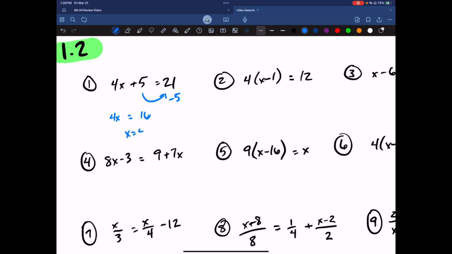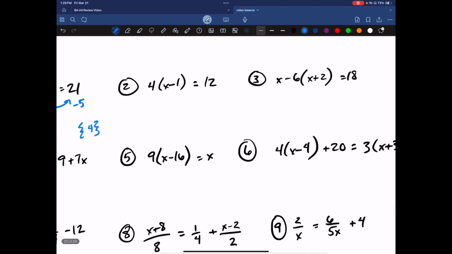So x equals 4. Now, I will say that when you get to Pearson in your homework, it may ask you for a solution set, and it will have brackets like so. You're just going to put the 4 right in there. That's all you're doing. I don't use solution sets a lot, but Pearson does. So just putting that out there.